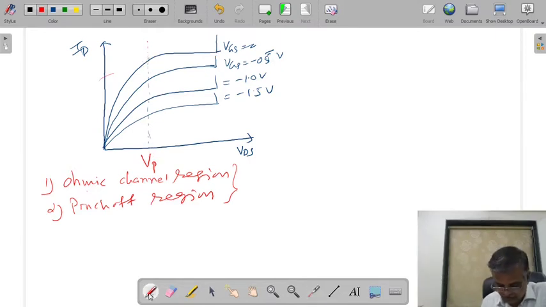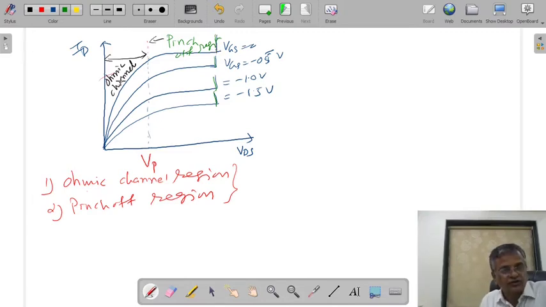Okay. Now look in this region. As voltage increases, current increases. So this is called the ohmic channel region. Here the current is saturated, so this region is called the pinch off region, and you know this is the line for the avalanche effect.